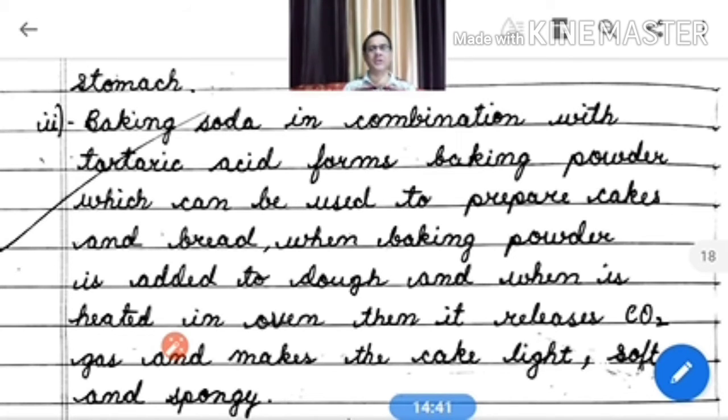And when this combination, that is baking soda and tartaric acid, is added to dough, dough means जो गुंधा हुआ आटा होता है, and afterwards it is heated in the oven, then sodium hydrogen carbonate, that is baking soda, on heating produces CO2 gas. When CO2 gas comes out from the dough, it leaves behind empty spaces and makes the cake light, spongy and fluffy.